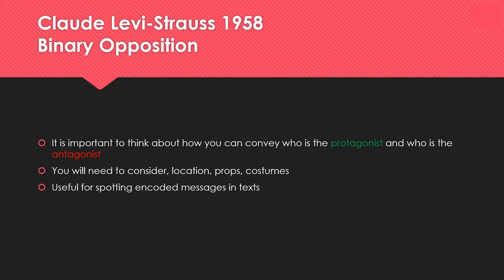What mise-en-scène elements? Think about location, props and costumes. Think about the lighting that they use on certain characters. Think about all that kind of stuff and the behaviour. Look for encoded messages in the texts. So for example, maybe wearing a cross around the neck, maybe wearing light coloured clothing, or having bright lighting when it's on them.